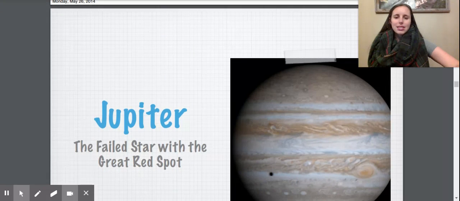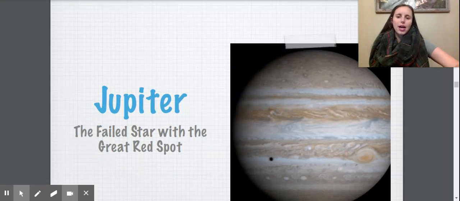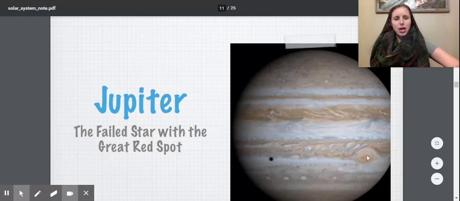The next planet is Jupiter. Jupiter has been nicknamed the failed star, and this is just based off of its size. Jupiter is by far the biggest planet in our solar system. It's very large, and it's also got something called the Great Red Spot. You can see it right there, and that's actually just a storm of swirling gases.